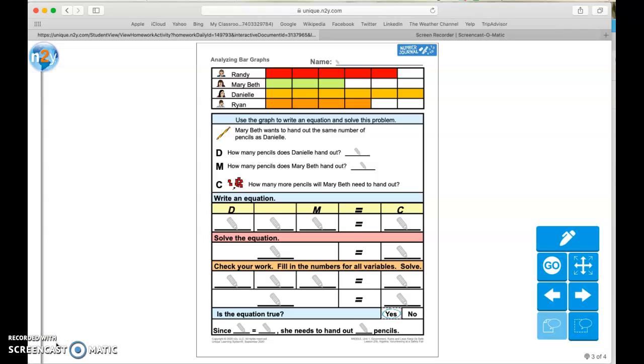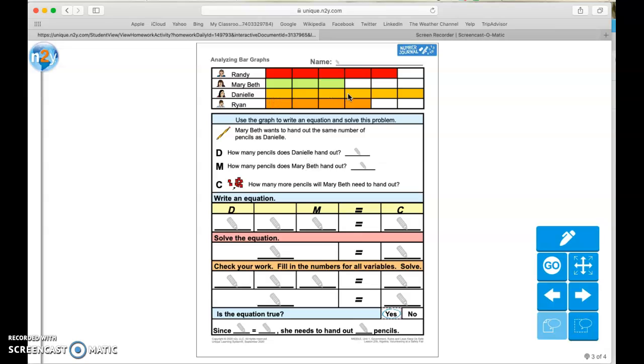This is the third page of our assignment today. We still have the same graph, okay? We're using this graph to write the equation and solve the problem this time. So, sorry, I got a little ahead of myself at the beginning of the last one. So Mary Beth wants to hand out the same number of pencils as Danielle. So right now it says how many does Danielle hand out?